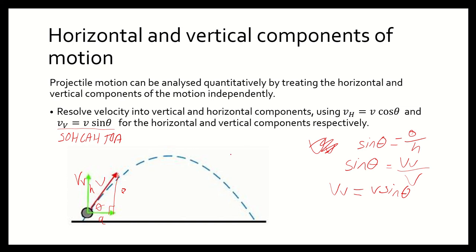You can go through the exact process to find the horizontal component, except this time it's our adjacent side and our hypotenuse. So we can use cosine. So cos theta equals adjacent over hypotenuse, and therefore cos theta equals our horizontal component divided by our hypotenuse, which is our resultant velocity, and therefore we can rearrange this to get that our horizontal component of velocity is equal to v cos theta.